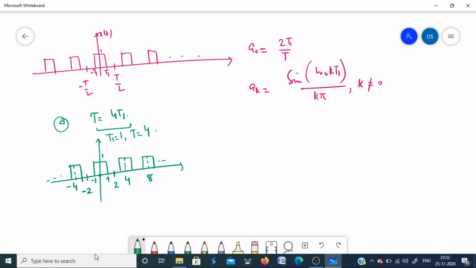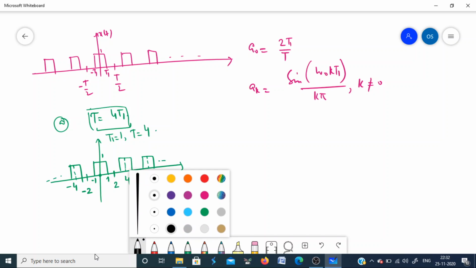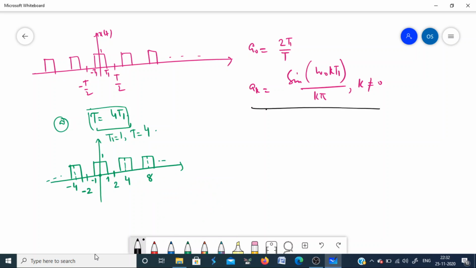This is general case. So if t is equal to 4 times t1, what will be my Fourier series coefficients from this equation and this equation? First you will get a naught. For this case, what will be a naught? 2t1 by t. 2t1 by t, with t as 4 times t1, will be 1 by 2. Constant term, a naught. And what about ak?